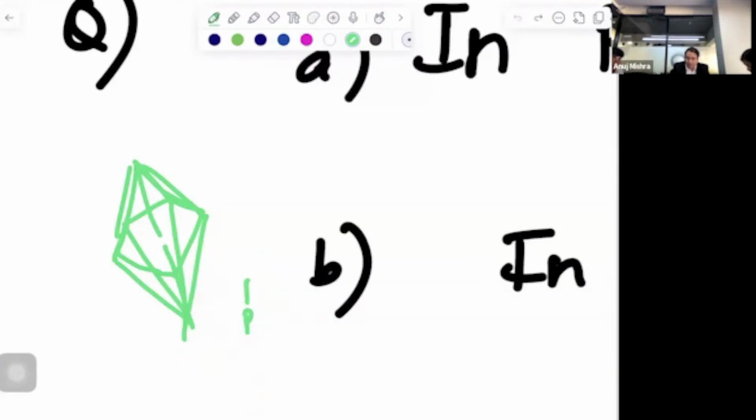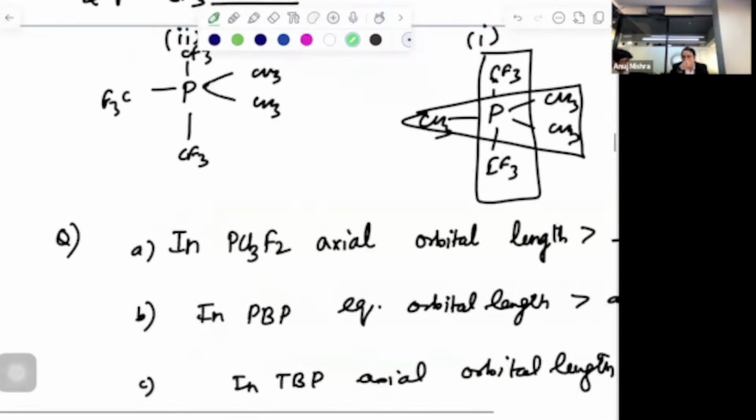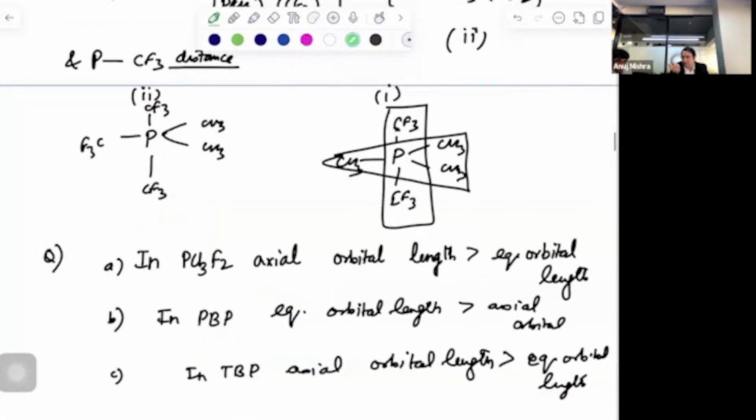So pentagonal bipyramidal, what is this angle? 72 degrees, 360 by 5. Here 72 and the vertical one is 90 degrees. So bigger angle means higher percentage s-character, other side is smaller percentage. क्या होगा answer? So equatorial bond length is more. That's correct. Equatorial will be higher than axial. So B is also correct. And C option. In TBP, axial is higher than equatorial. That also is correct, right? So answer is ABC for this question.